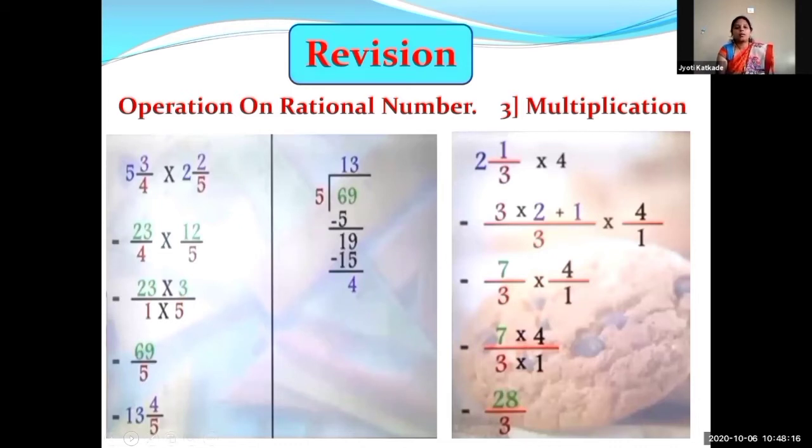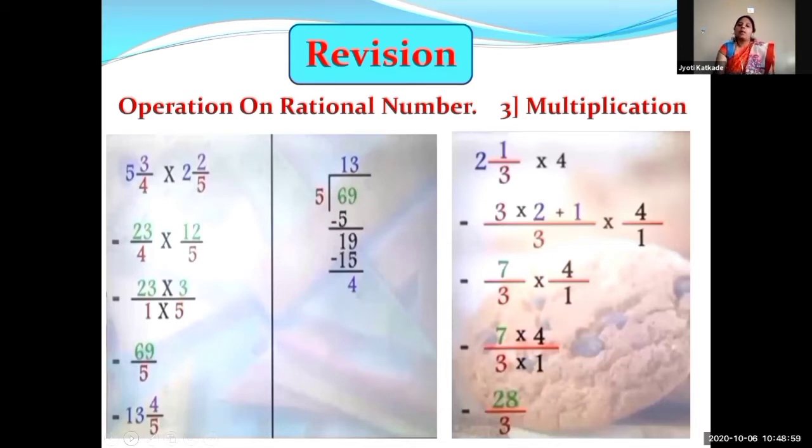See first example, 5 3 by 4 into 2 2 by 5. Now this example is given in the form of mixed fractions. We have to convert them into improper fractions first. We have studied this type of example: multiply the 5 by the denominator, 5 4s are 20, and add the numerator value, that is 3. 20 plus 3, we get 23 upon 4. And the next one: multiply the 2 by the denominator, 2 5s are 10, and add the numerator 2, we get 12 upon 5.